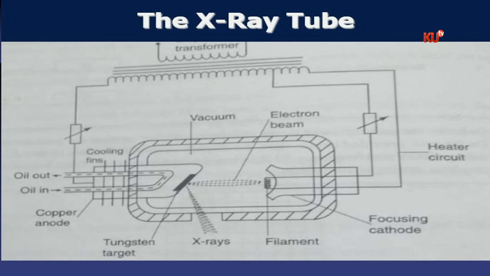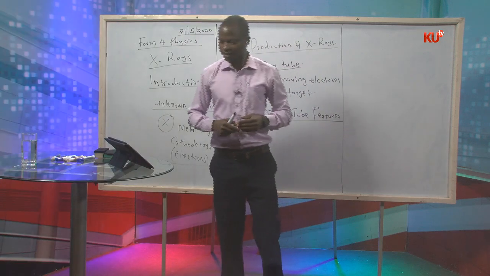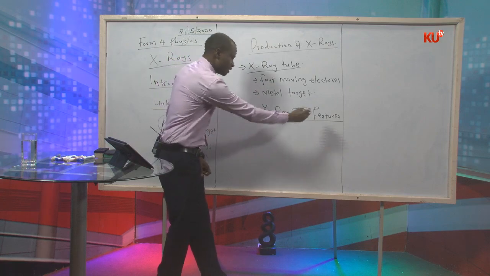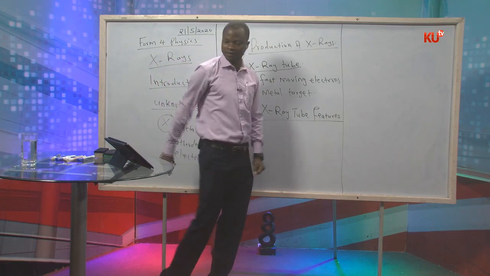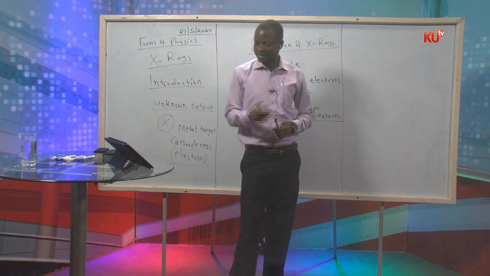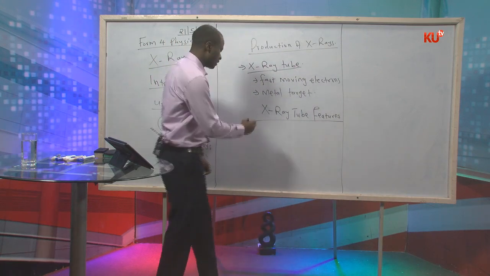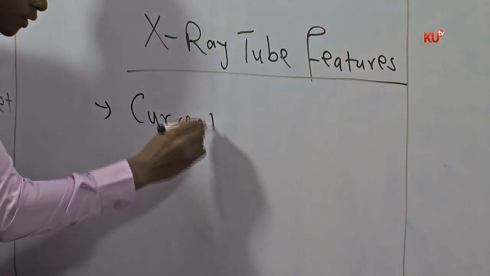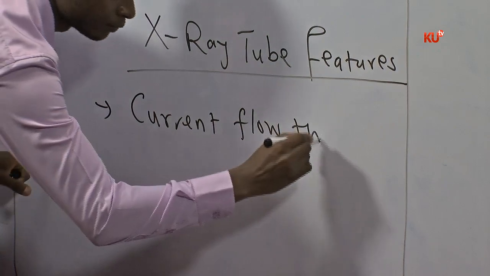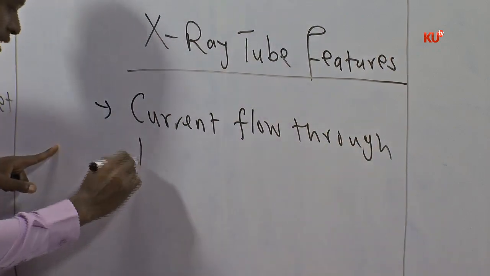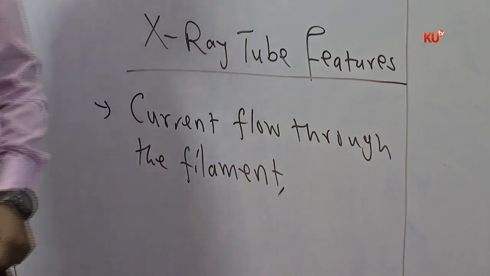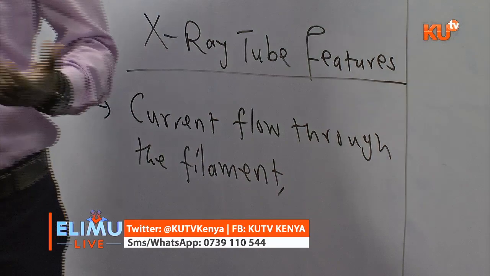So assuming that is the question, what will you say? Explain the production of X-rays in the X-ray tube. So how does the X-ray tube produce X-rays? You are supposed to briefly say this. When current flows through the filament, so this is the procedure. We say current flows through the filament. When current flows through the filament, you can guess what happens next.